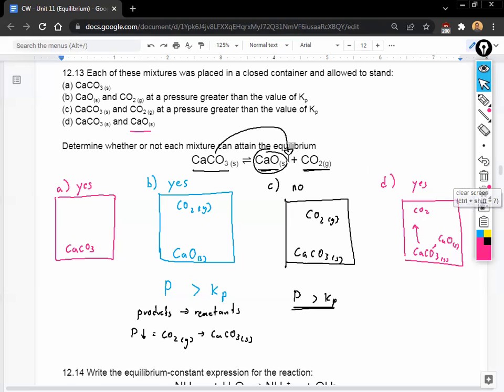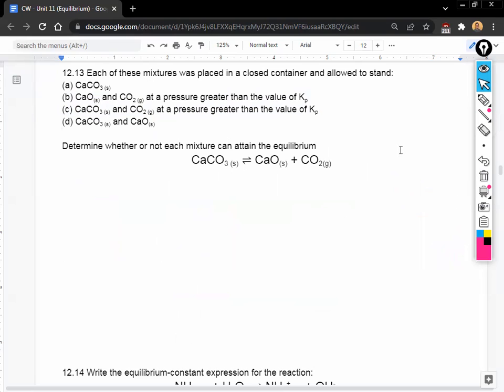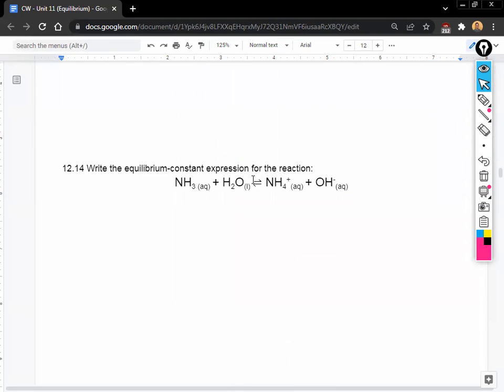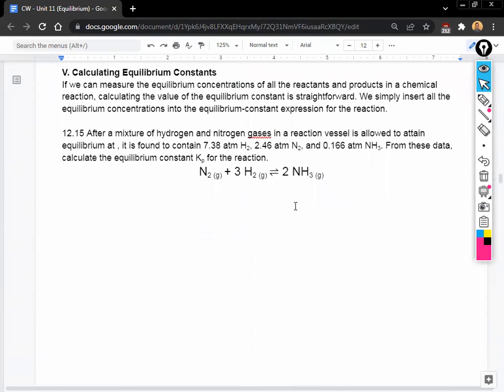Okay, so those are going to be the answers. So this is another way to think about equilibrium. I'd say the toughest two were B and C, just because you had to consider the pressure, and that kind of adds another dimension to it. But hopefully this was a good explanation of that. Okay, we are going to skip 12.14 because it's the same thing we've been doing, just writing the equilibrium constant. And now we are going to get to my favorite part, the math.